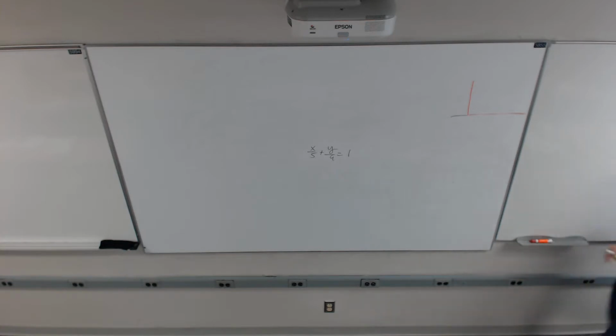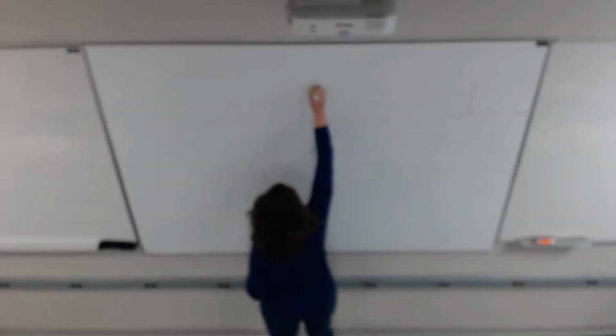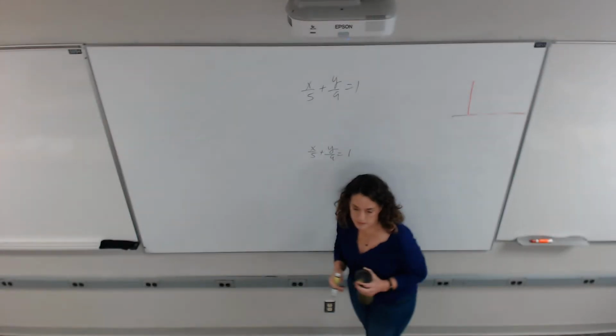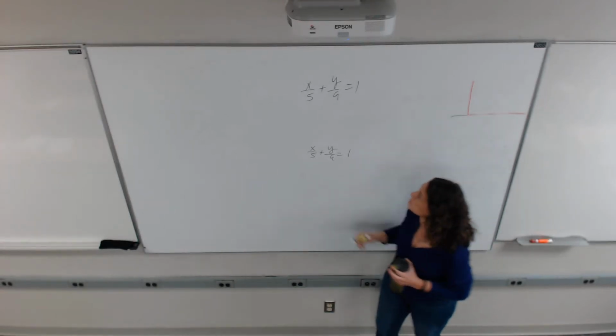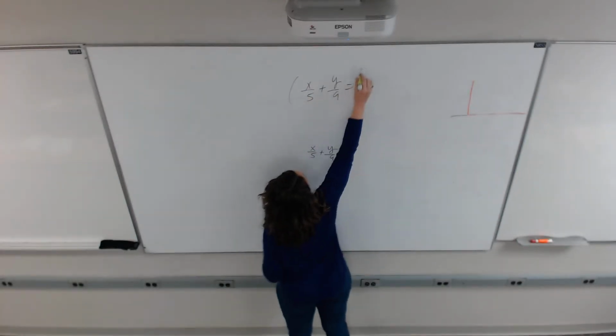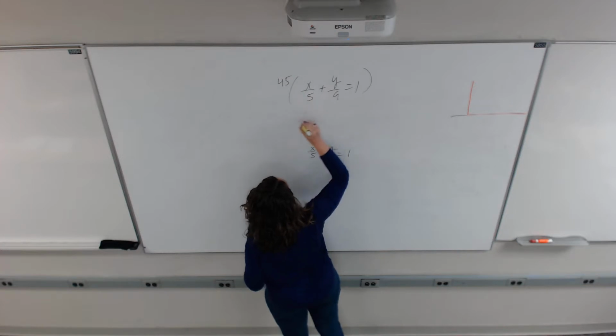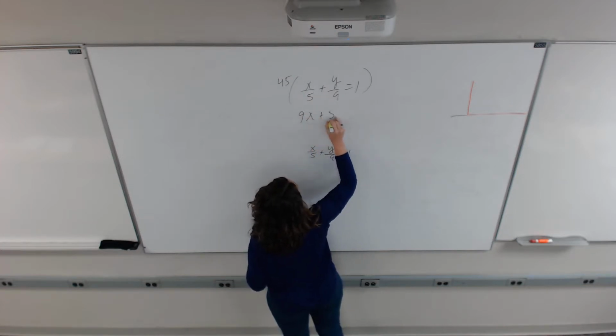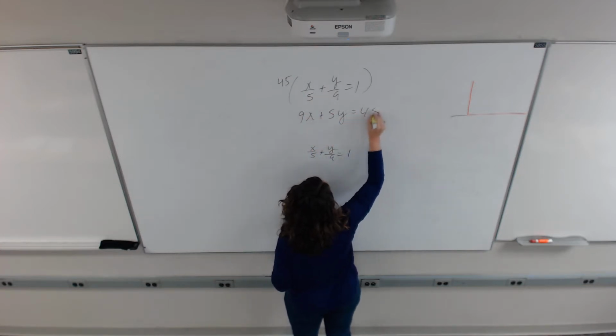Okay. So how can you take this equation and solve it so that you can graph the line? Multiply by 45. That would at least get rid of all those nasty fractions. So I get 9x plus 5y equals 45. Now what?